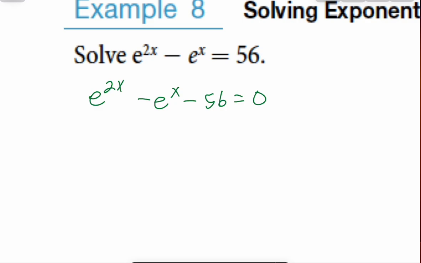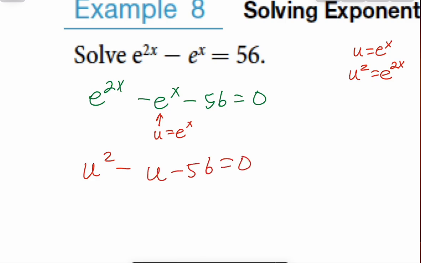Now, what U substitution does is it makes a more complicated problem start to look a little easier, okay? And we're going to make U equal this middle term, okay? So U is equal to e to the x. So U squared is e to the 2x. So we have something a little simpler to plop into our equation. So we get U squared minus U minus 56 equals 0.